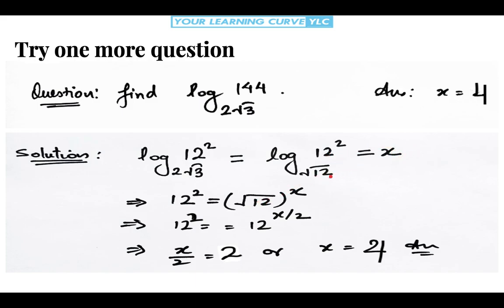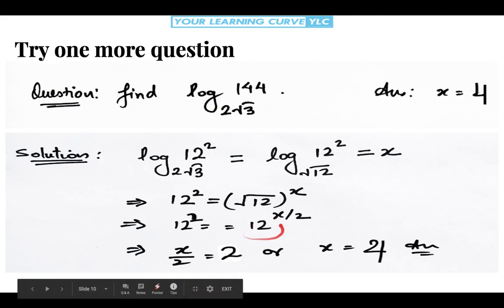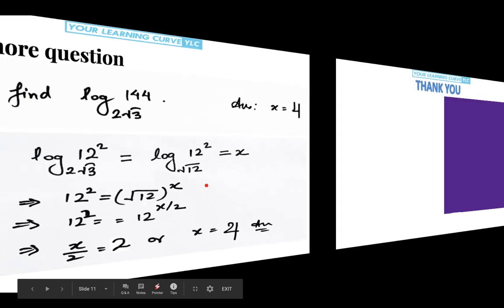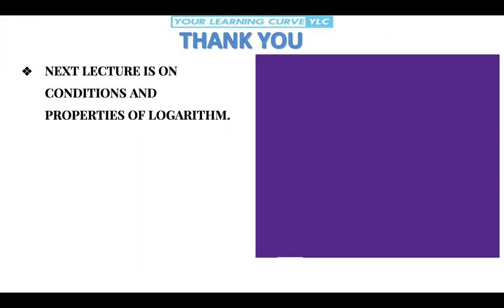So by conversion property, we can convert it as root 12 raised to the power x should be equal to 12 square. So 12 square is equal to 12 to the power x by 2. 12 is not equal to 1. Therefore, we will say x by 2 should be equal to 2 or x is equal to 4. I will be ending my first lecture. In the next lecture, I will be explaining the conditions on use of logarithm and properties of logarithm.